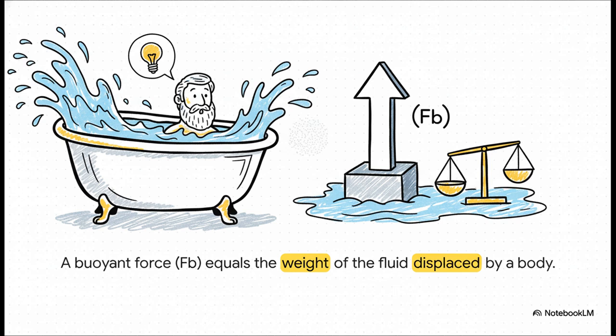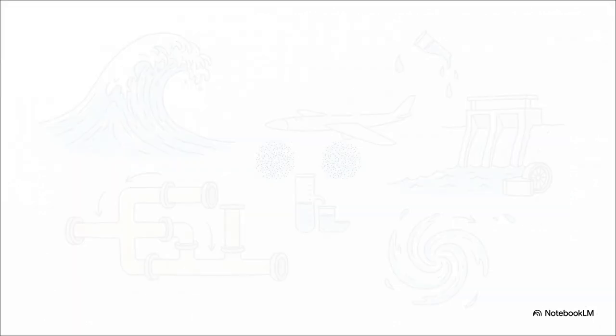It happens because the pressure on the bottom of the object is slightly greater than the pressure on the top, creating a net force pushing upwards. So you can think of floating and sinking as a simple tug of war. You've got gravity, the object's weight, pulling it down, and you've got this buoyant force from the fluid pushing it up. It's a straight-up battle.